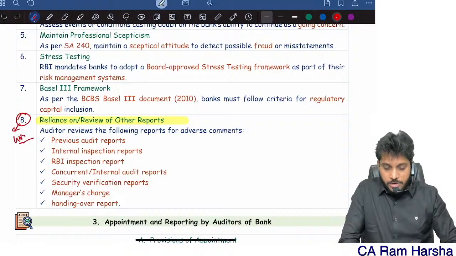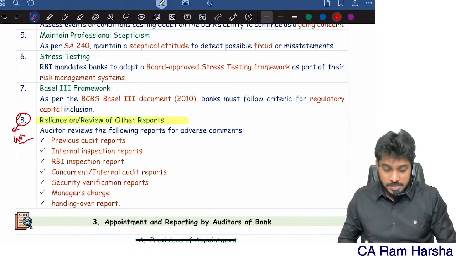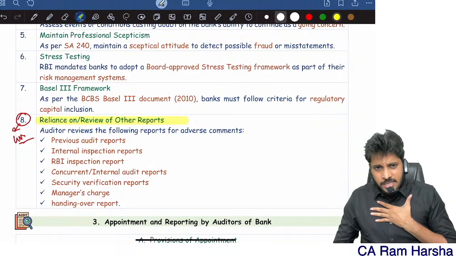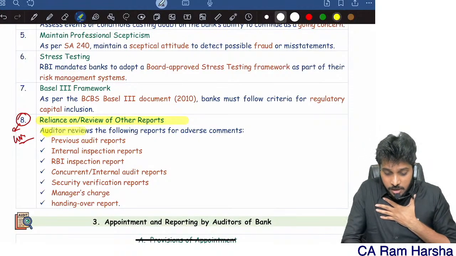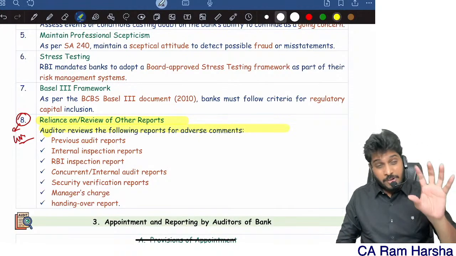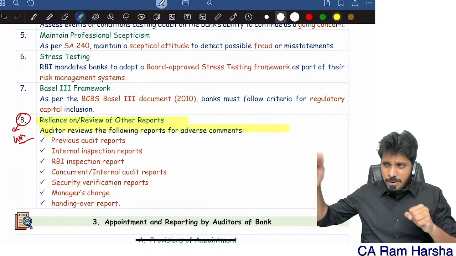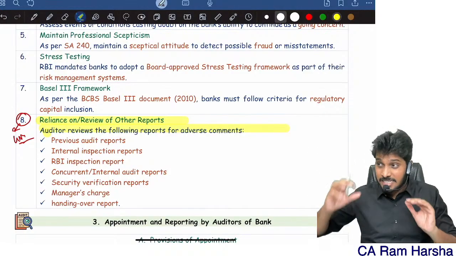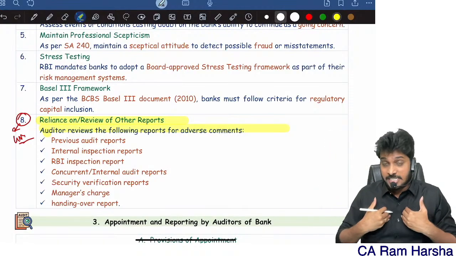This is the 8th point, very important for a 4 marks question. One time it was asked. When we are conducting a bank audit, the auditor will review other reports for identifying adverse comments, whether anybody else has made adverse comments on the bank. For that reason, the statutory auditor wants various other reports.